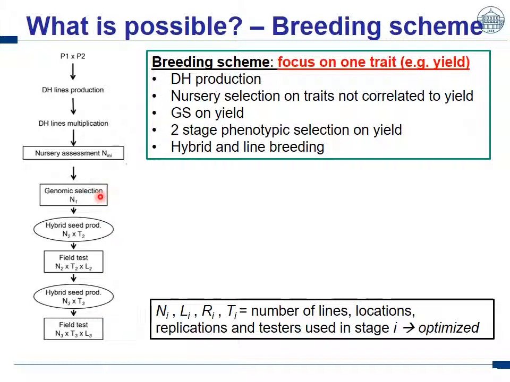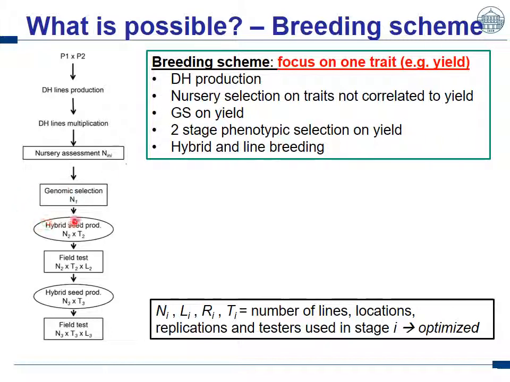This is the backbone. That means the breeding scheme is focused on one trait only. And the most important trait in most crops would be yield. There's the DH production. We have a nursery selection on traits which are not correlated to yield. I'll show you later why. We can do genomic selection on yield. And we can do two-stage phenotypic selection on yield.